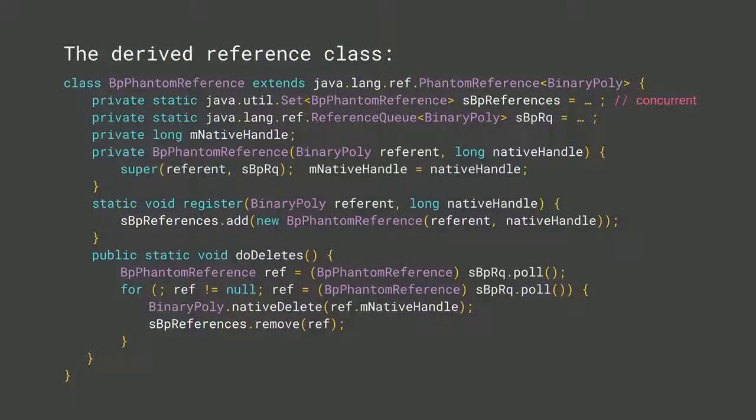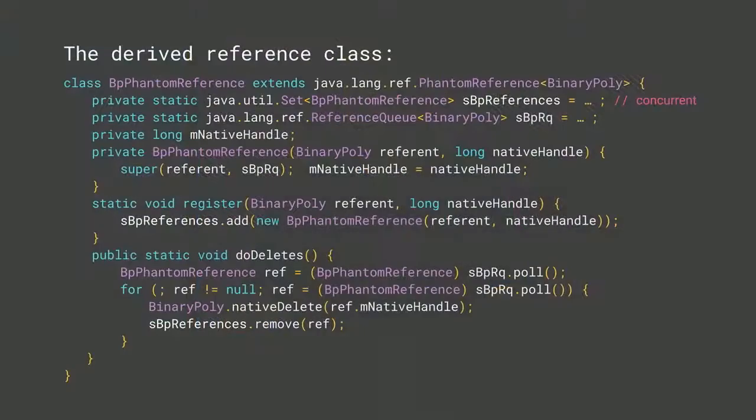So whenever I construct one of these BP phantom references, I first of all construct the phantom reference, giving it the Java object and the reference queue. This tells the underlying phantom reference implementation to watch that Java object and put it onto the queue that I gave it when the Java object goes away.